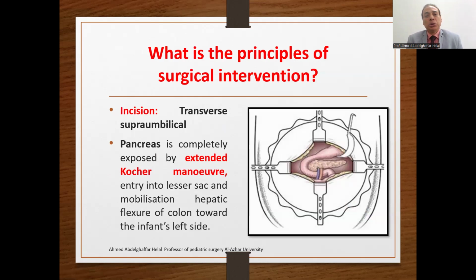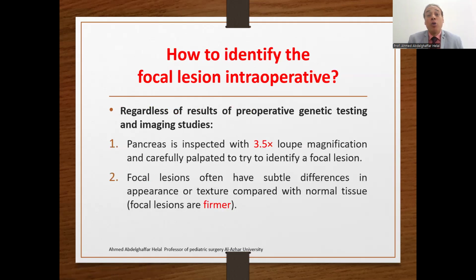Now we will go to the principles of the surgical intervention. Rapidly, the incision is a transverse supraumbilical, the pancreas is completely exposed by the extended Kocher's incision and entry into the lesser sac, mobilizing the hepatic flexure of the colon toward the infant's left side, as we see. How to identify the focal lesion intraoperatively? A very important question for all pediatric surgeons and pediatricians. How to identify the focal lesion, regardless of the result of the preoperative genetic testing or imaging studies.